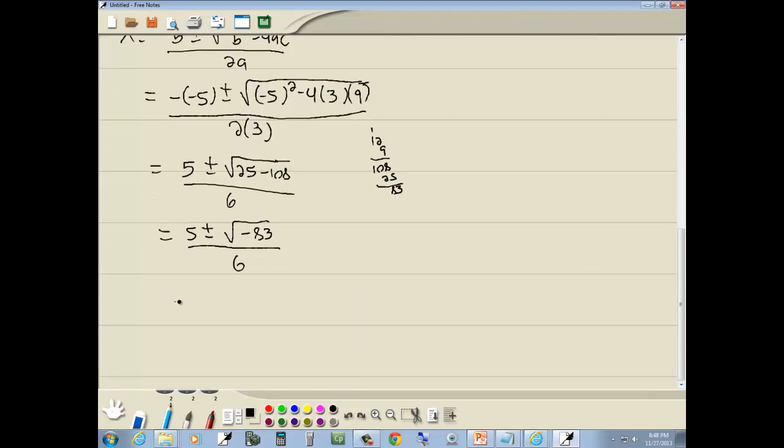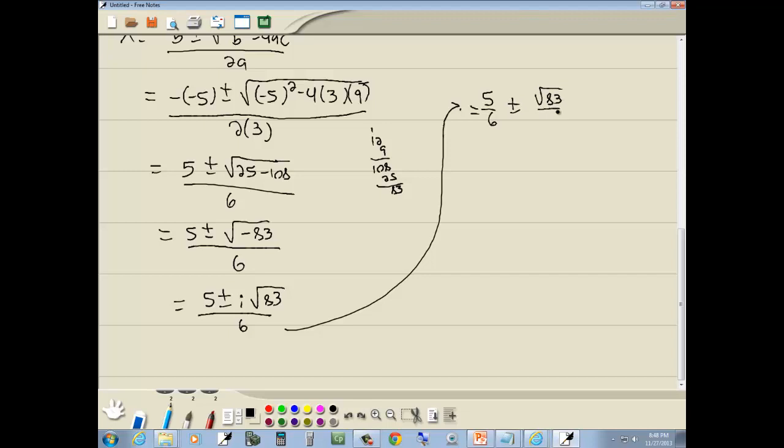83, I don't think we can break down any, but notice we got a negative. That negative comes out as an i. Remember, whenever you have a negative inside of a square root, it gives you an imaginary portion. And typically we want to write those as separate pieces. So we put the 5 over 6 plus or minus square root of 83 over 6 with an i to the side. And that's our answer.